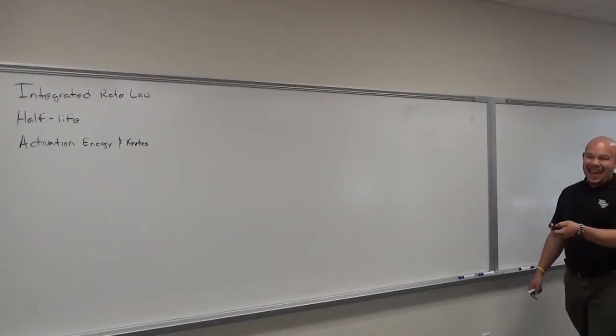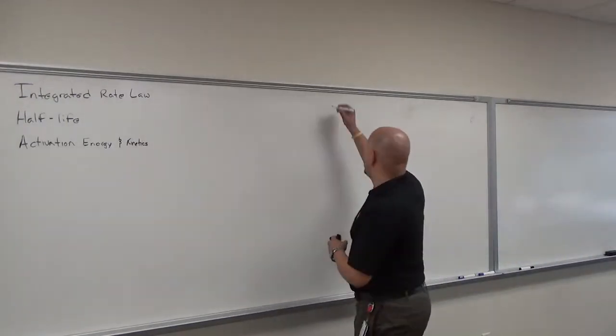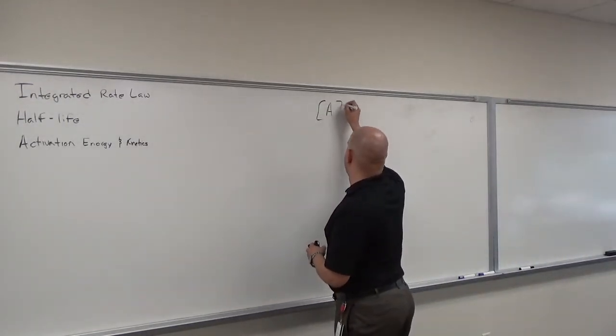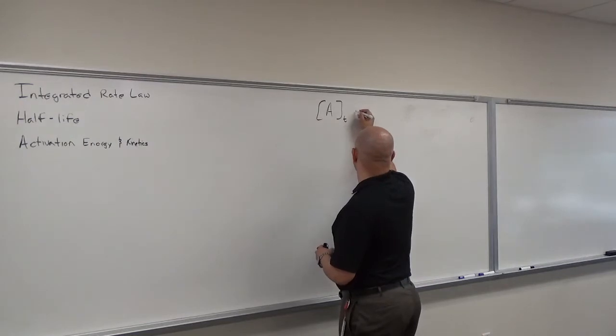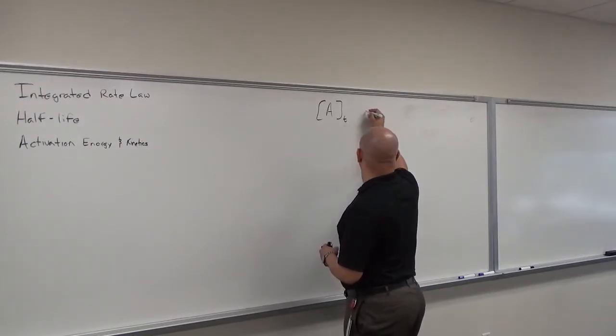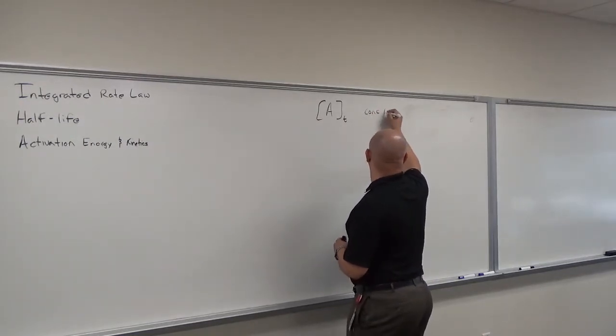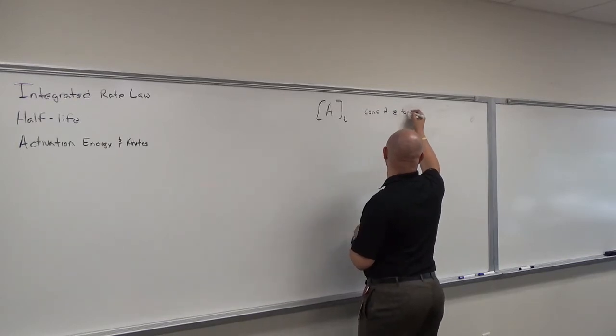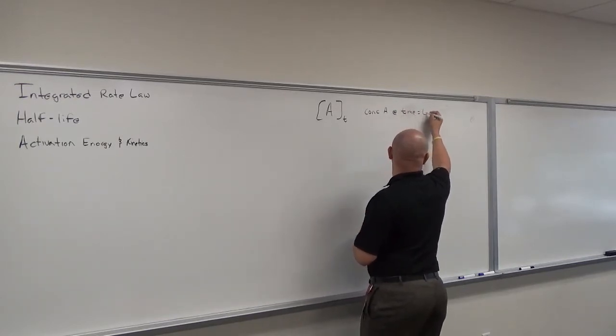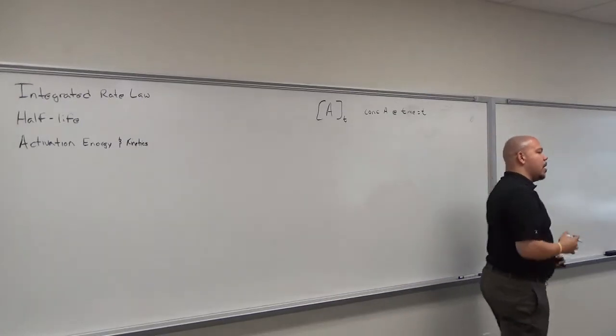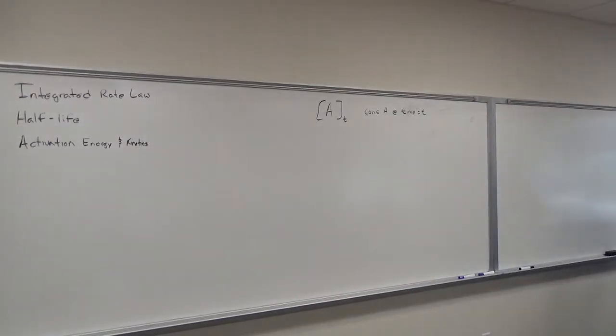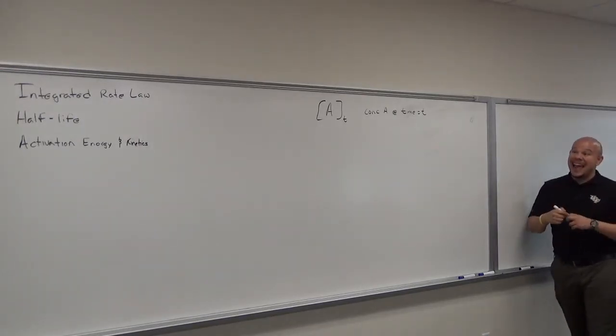Notice that this A here, when we see concentration A of t, this is the concentration of A at time equal to t, whatever your time is in the problem. If they give you after 30 minutes, what is the concentration? That is time t. After 3 hours, what is the concentration? That is time t.